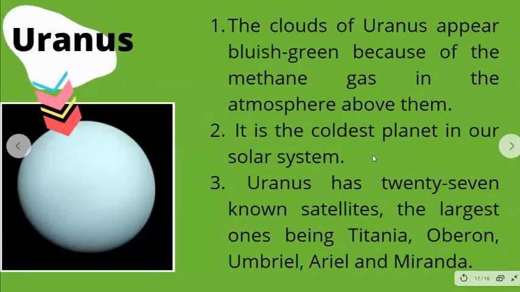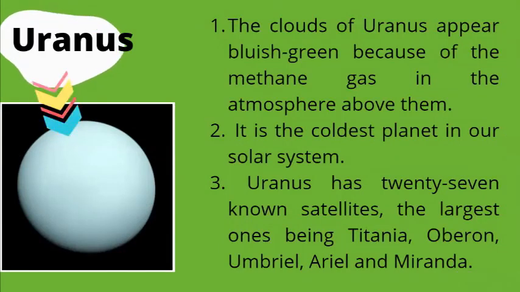Uranus is the seventh planet from the Sun. When astronomers look at Uranus through a telescope, they see some clouds and the atmosphere above the clouds. These clouds are made of frozen methane. Methane is a gas which we use for cooking and heating on Earth. The clouds of Uranus appear bluish-green because of the methane gas in the atmosphere above them.